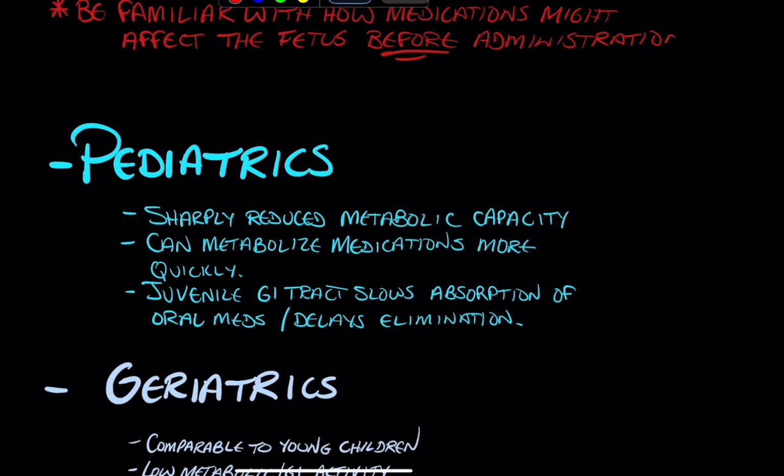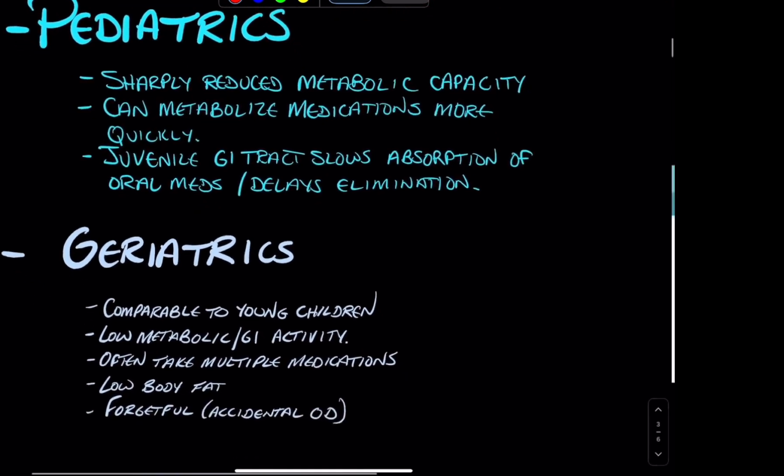And the last thing is a juvenile GI tract, so their gastrointestinal system. They're really slow to absorb things, so medications will stay in their intestinal tract a lot longer than they would for an adult who has a pretty active GI system.